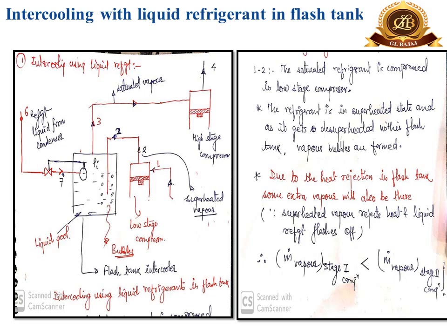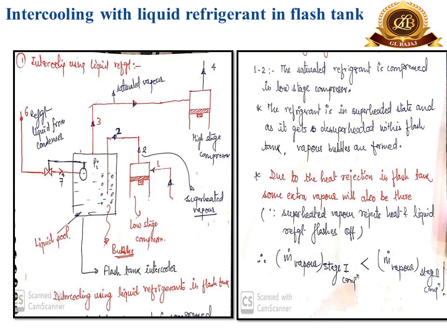The vapor refrigerant at point 1 is compressed in the low stage compressor, and it reaches the state 2. The state 2 is of superheated vapor state. Now, since the temperature of superheated vapor is very high, when it goes to the flash tank, because of the heat removal, the liquid refrigerant is converted into the vapor refrigerant, and some extra amount of vapor is supplied to the high stage compressor, which is represented by the state 3.